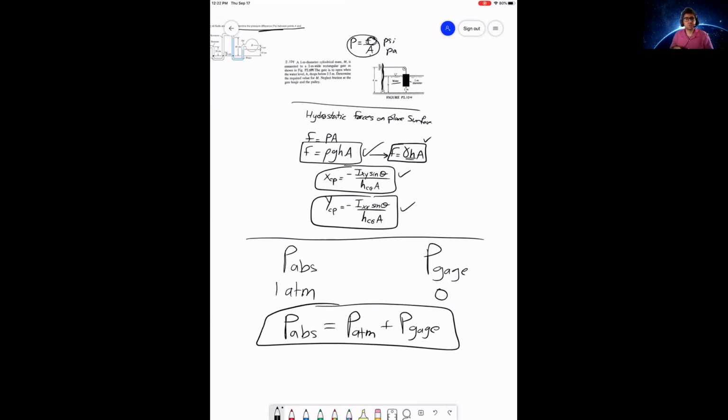So that's how I remember the difference between P gauge and P absolute. If I go to the gas station and measure the pressure in my tire, I stick in a pressure gauge and it reads 36 psi. That's the gauge pressure, but that's not absolute pressure. I have to add 1 atm to this reading. That way I get the absolute pressure. Okay, that makes sense.